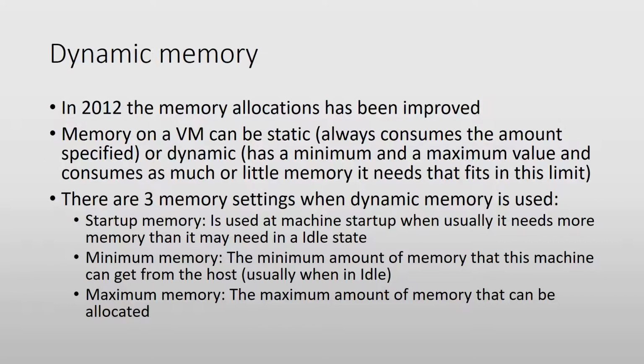Let's quickly talk about dynamic memory. So I said there are a couple of memory improvements in 2012 for virtual machines. Well, one of the things that I want to mention are the three types of memory you can assign to a machine. First, there is the startup memory. So that is the RAM that a machine is allocated at the first minute when it starts up.